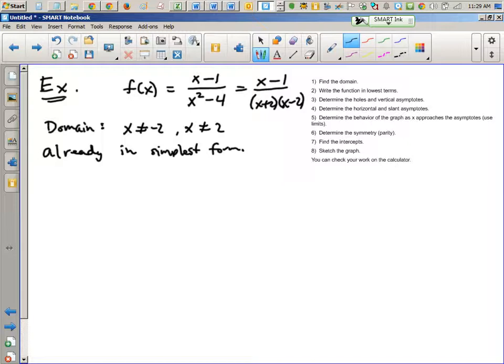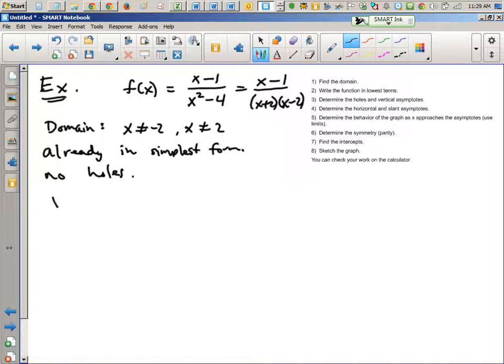Like, is there an x plus 2 on the top? Or is there an x minus 2 on the top like there is in the bottom? Do you see that at all? I don't see that at all. So that means there's no holes. Fair enough. You don't have to have a hole in a graph. So no holes, and the reason is there are no common factors, top and bottom.